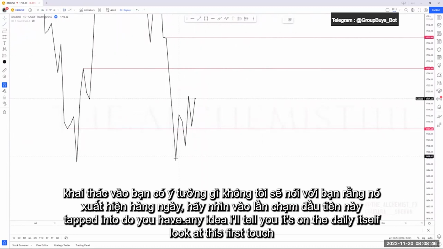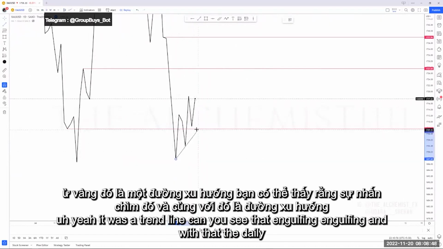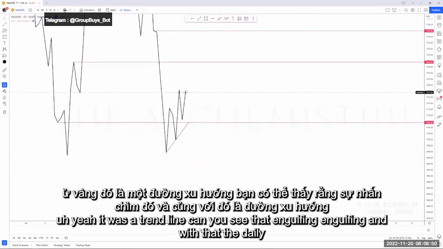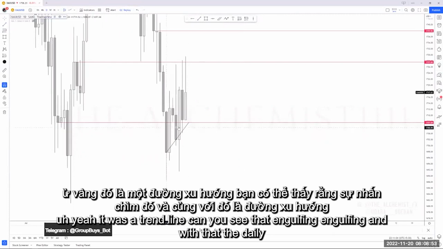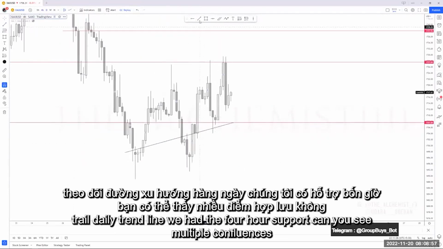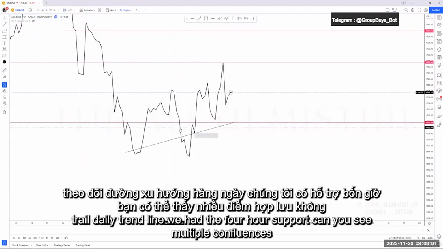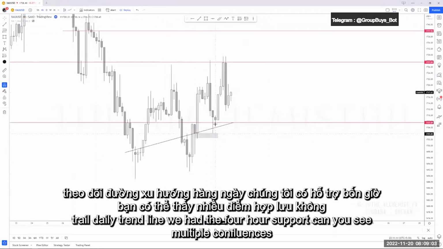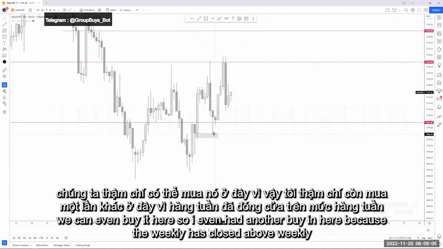Look at this. First touch. Trend line. Yeah, it was a trend line. Can you see that? Engulfing, and with that daily trend line, we had the 4 hour support. Can you see that? Multiple confluences. Okay, so we can even buy it here.